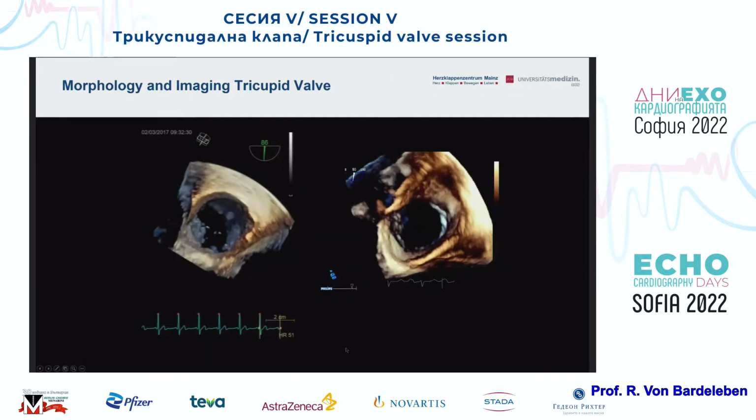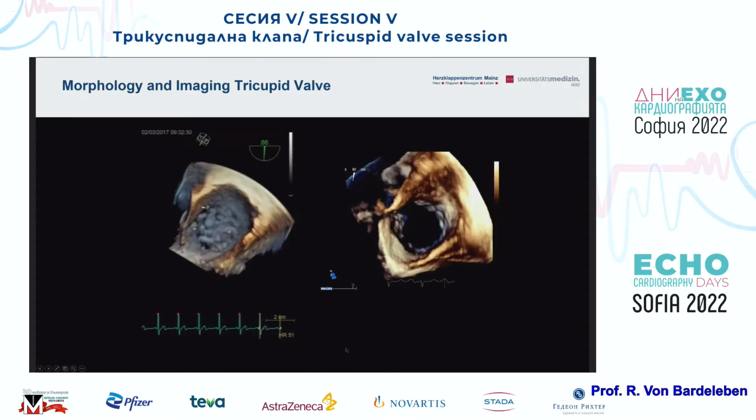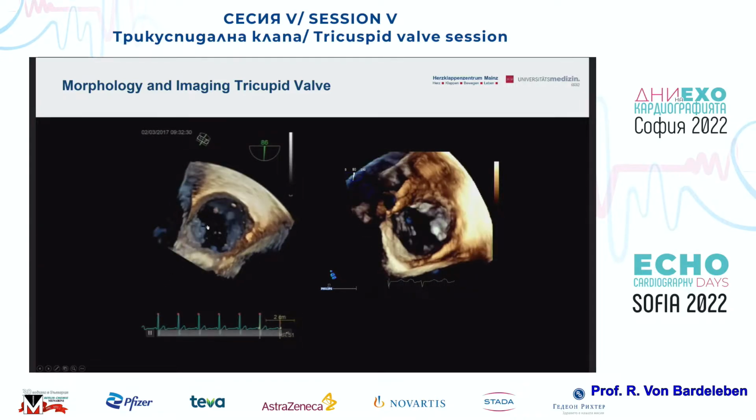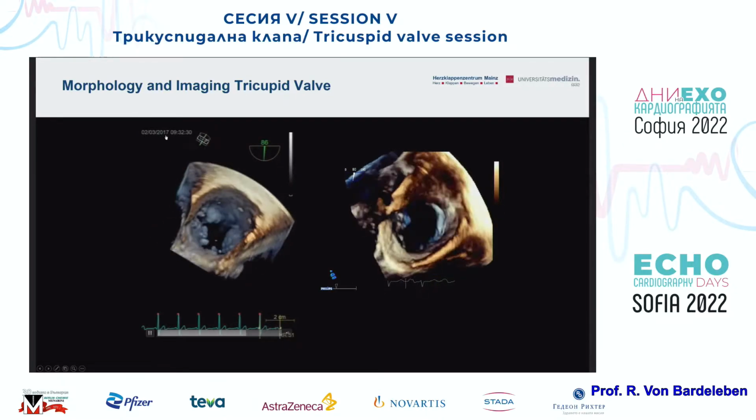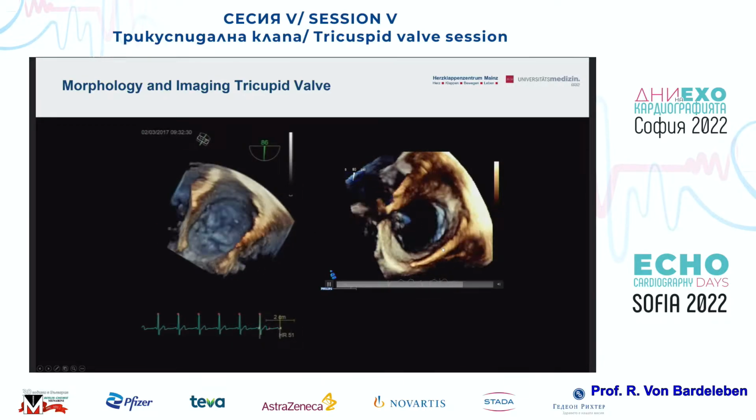What is important is new transesophageal and transgastric echocardiography. And this is your topic. So you see here a normal valve on the left-hand side. You see the valve is closing perfectly. And you see also that we acquired these images already in 2017, so we're using this not only to treat, but also to screen patients.